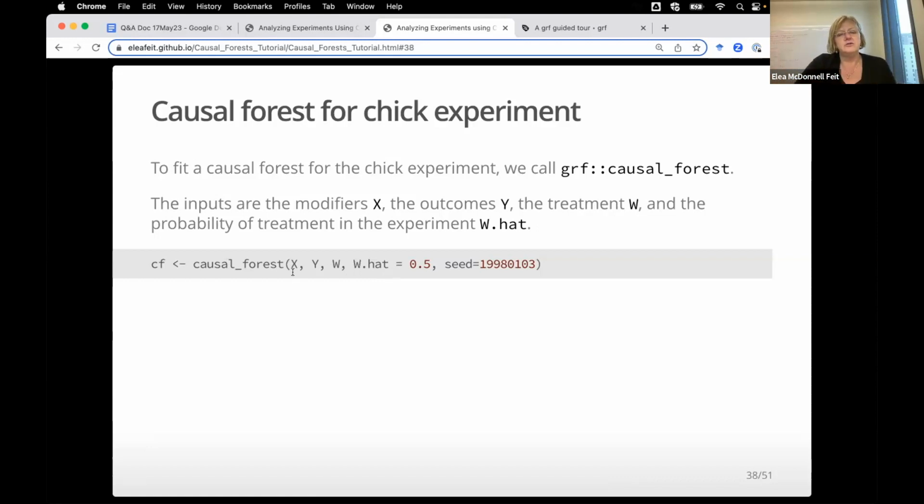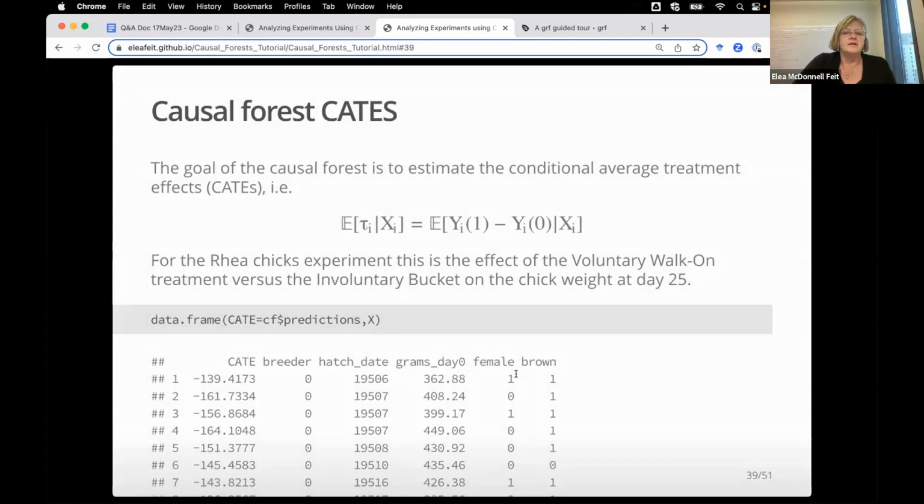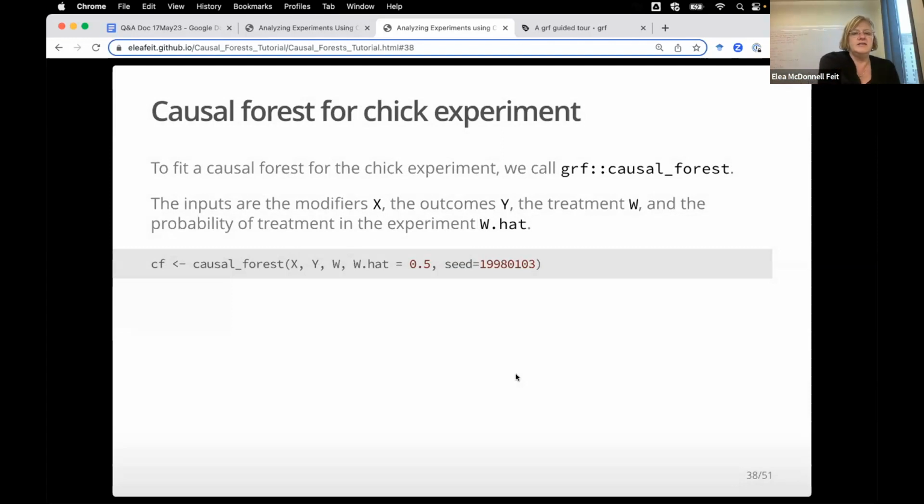So each chick we tossed a coin, 50-50 is the chance that any given chick was treated or in the control. Just to remember, X are our potential modifiers. They're in a data frame. There's 5 of those. Y is just a vector, and it's our outcome, which is grams at day 25. And W is that treatment indicator for whether they got the bucket or the walk-on. And I have a random number seed here, which is my anniversary. So now I've run that code. Now in the CF object, I have my causal forest.